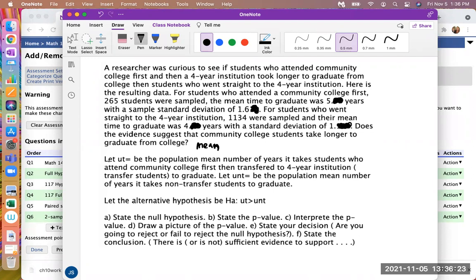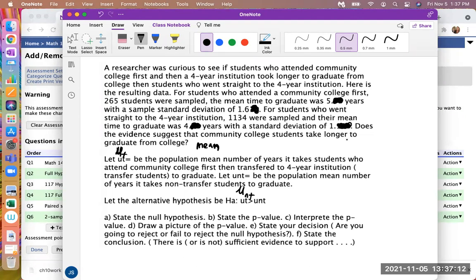So I already kind of did that for you. I said, let mu sub t, the mean of the transfer students, be the population mean number of years it takes for students who attend community college first and then transfer to graduate. So that's the community college mean, mu t for transfer students. Then let mu sub nt be the population mean of non-transfer students. So NT is non-transfer.